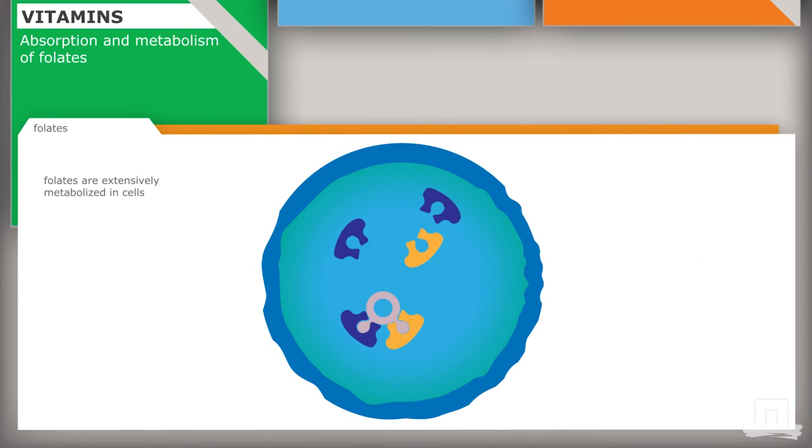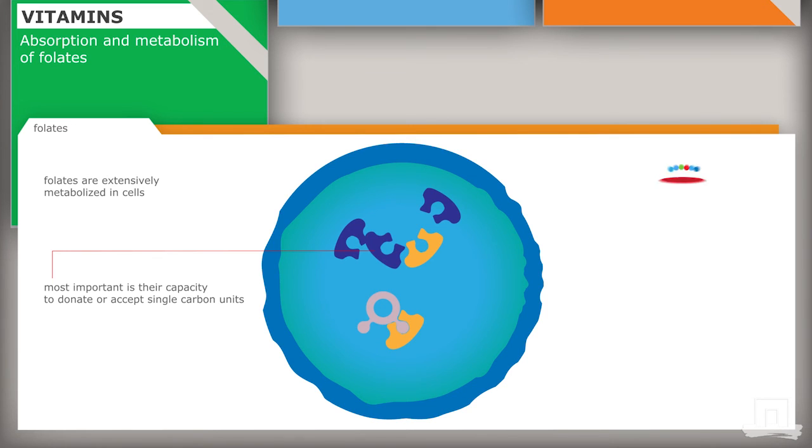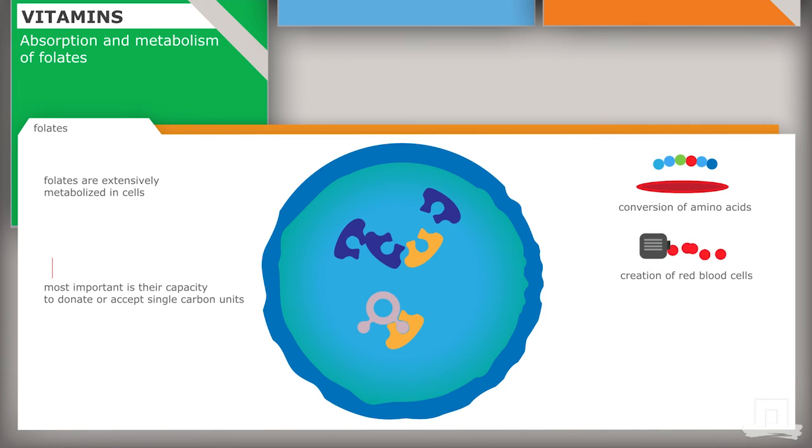Folates are extensively metabolized in cells. Most important is the capacity of folates to accept or donate methyl groups. These reactions are required for many basal physiological functions, such as the conversion of amino acids, production of blood cells, regulation of the activity of genes, or synthesis of new DNA during cell division.